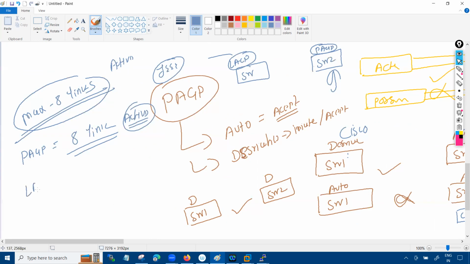But LACP allows you to bundle 16 links, right? But again, I'm talking about the IOS perspective, it depends on the platform, right? If you go to the data center network or the XR side, the service provider network, these things are totally different. These things are changeable. So we are talking about the enterprise perspective, the IOS perspective.